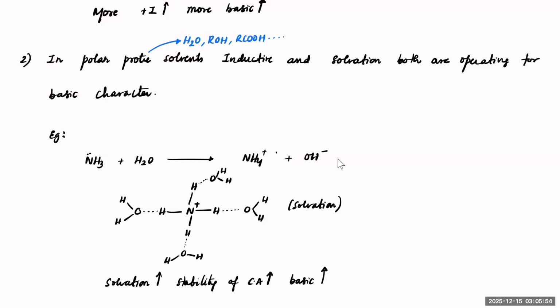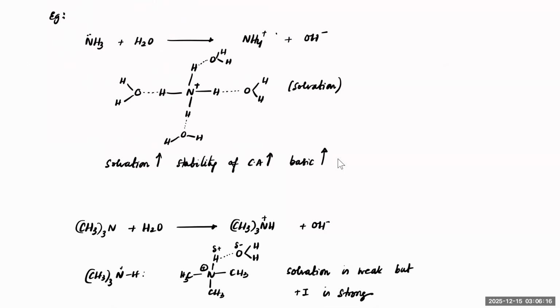So if I take these solvents, then you don't have to judge only on the basis of inductive effect. There is one more factor that comes into picture. It is called solvation. So it is the result of both inductive effect and solvation which describes the basic character. Let me show you how. For instance, if I take ammonia and add it to water, the lone pair from here will take H plus, and it will become NH4 plus.